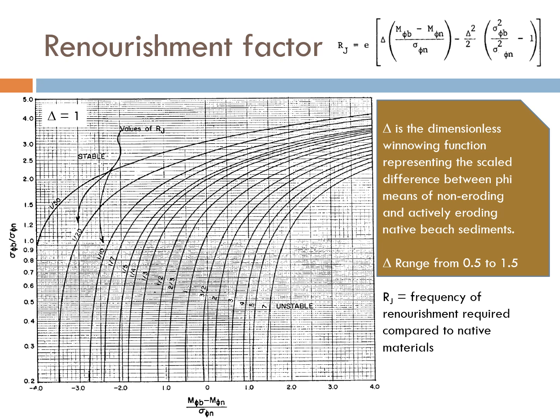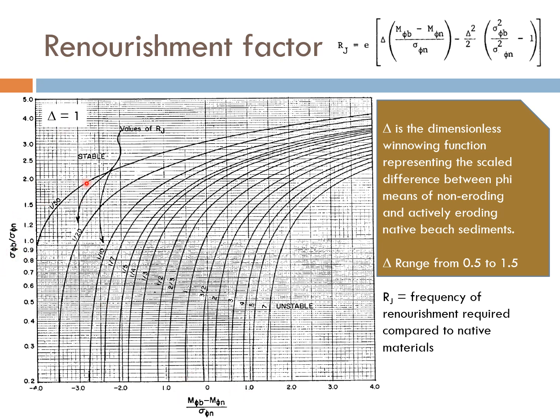Next, we will determine the renourishment factor R sub j, which can be described by this equation or can be obtained from this graph, which is valid for delta equals to 1. The delta value can range from 0.5 to 1.5, and it represents the scale difference between phi means of non-eroding and actively eroding native beach sediments. We notice that the graph is dependent on the same ratios as the overfill factors, and we can read the values of Rj based on the value we know for these two ratios.